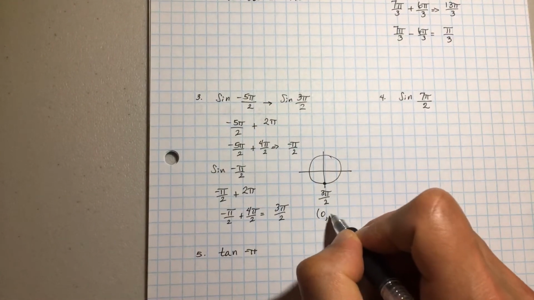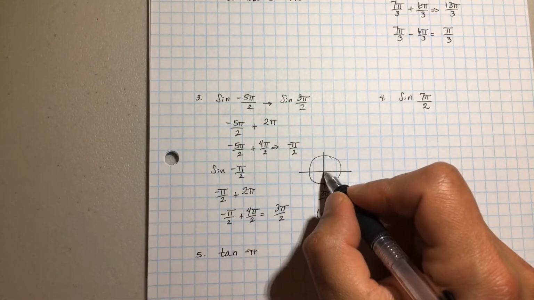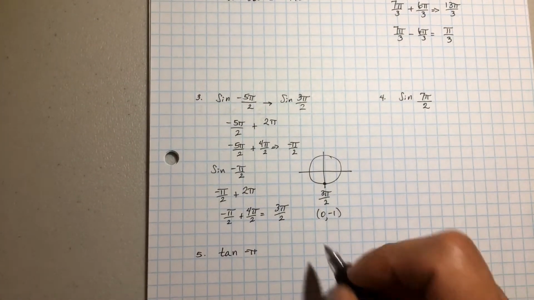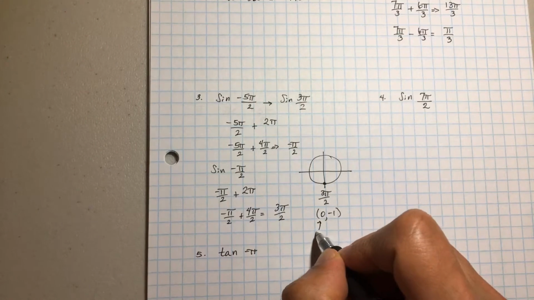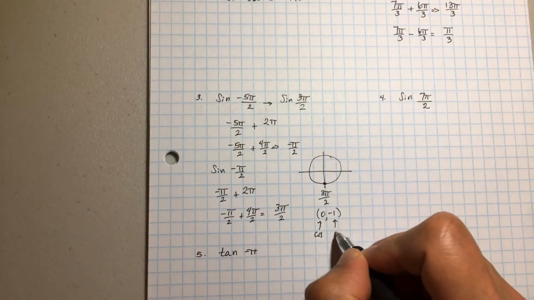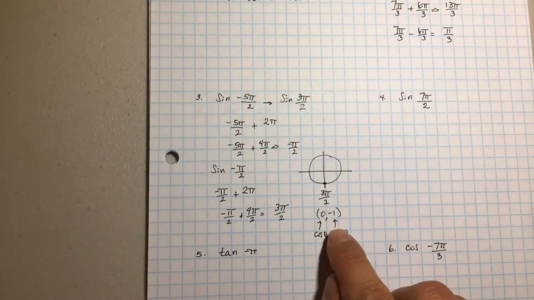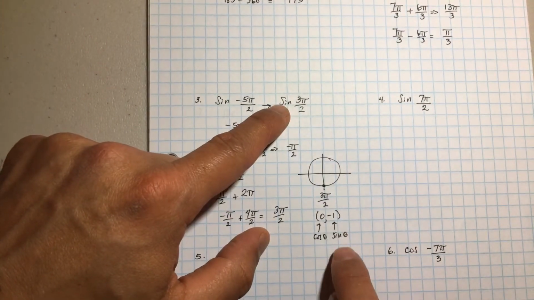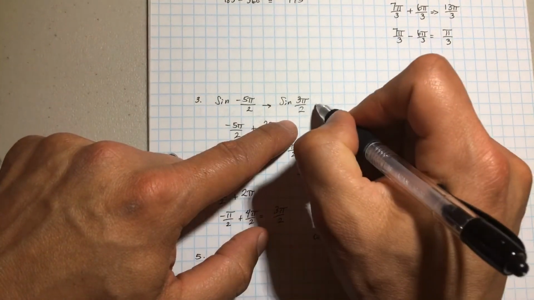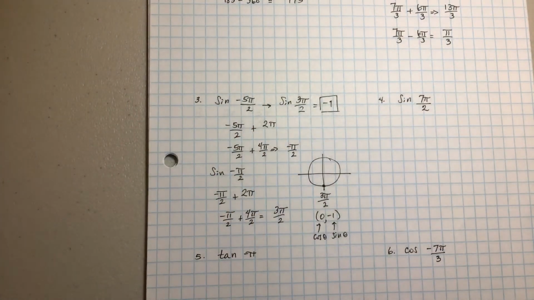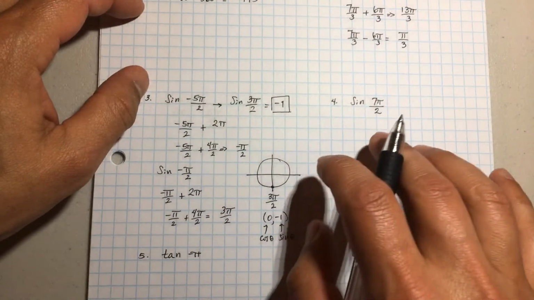That is (0, -1). So you don't go left or right, you go straight down. So that's (0, -1). And remember, cosine is the first coordinate and sine is the second one, because we're talking about trigonometry. So sine of 3 pi over 2 is negative 1. So the answer is negative 1. There it is.